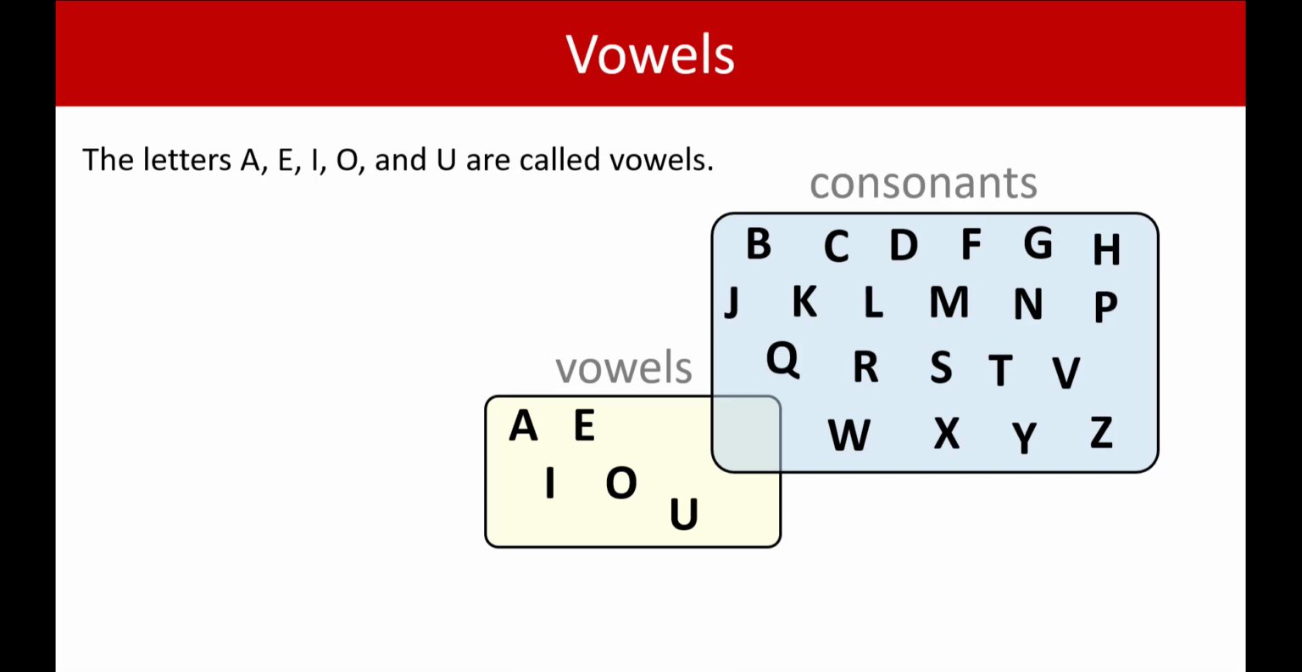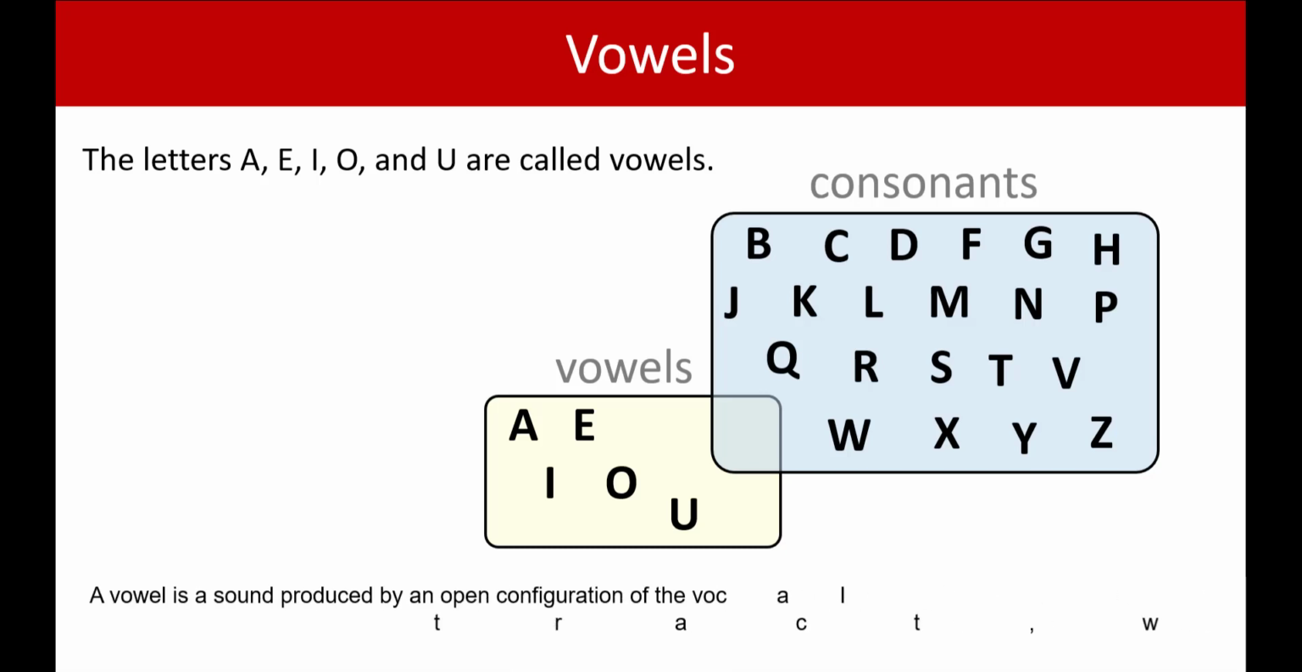Here is a formal definition for vowel. A vowel is a sound produced by an open configuration of the vocal tract with vibration of the vocal cords but without audible friction. Wow, that sounds complicated. Let's put up a diagram so we can see what that means.